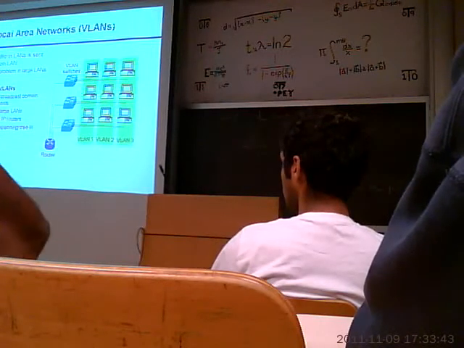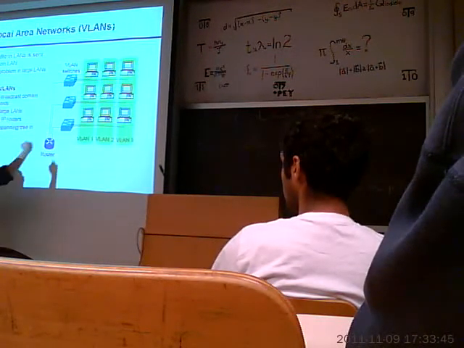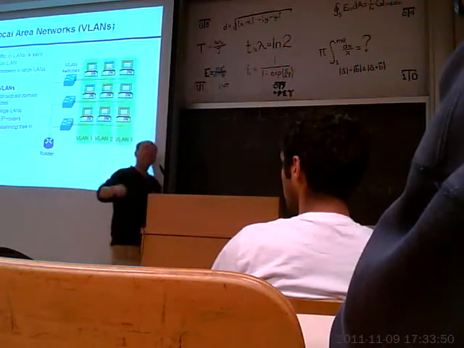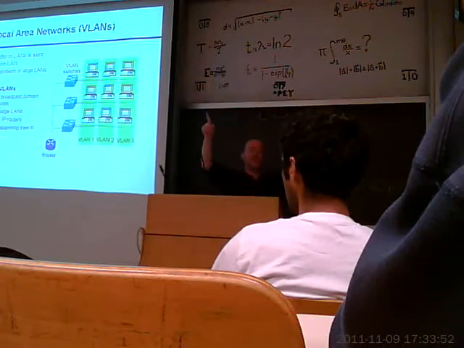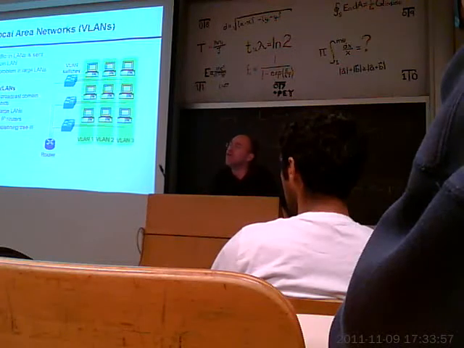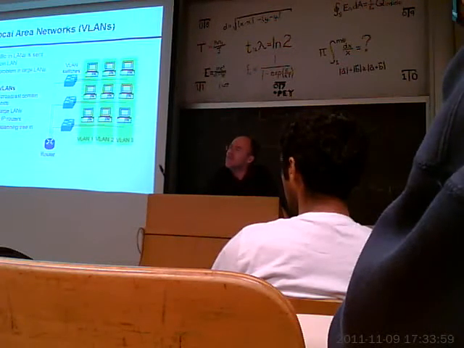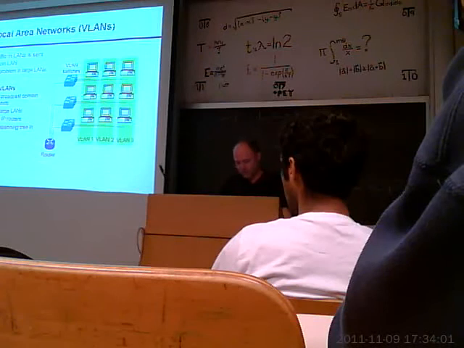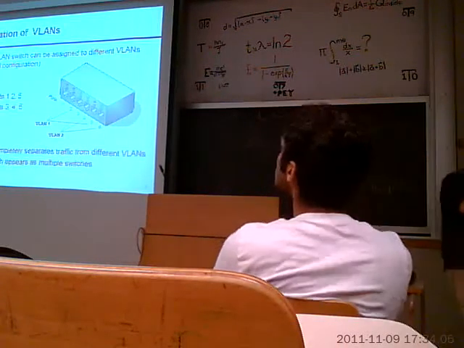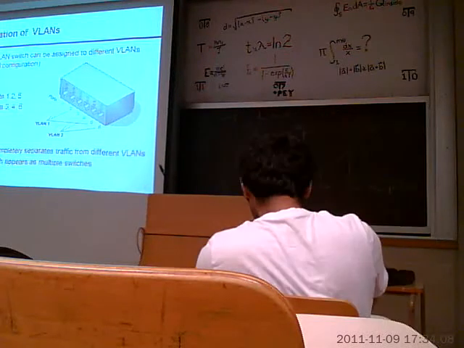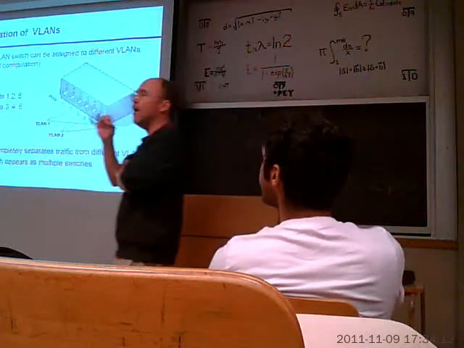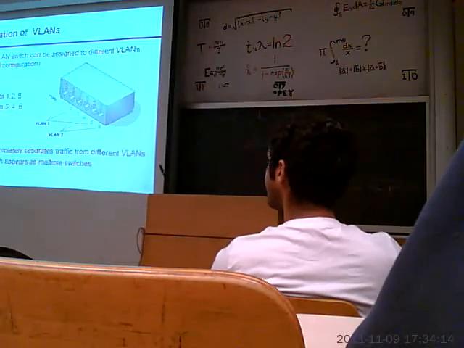The way it's done is that the ports where I connect are assigned to the same VLAN as the ports that are used in my research lab on the 7th floor. Okay, how is this done? Well, it requires VLAN switches. If you want to set up VLANs, you need to run Ethernet switches that are VLAN enabled.